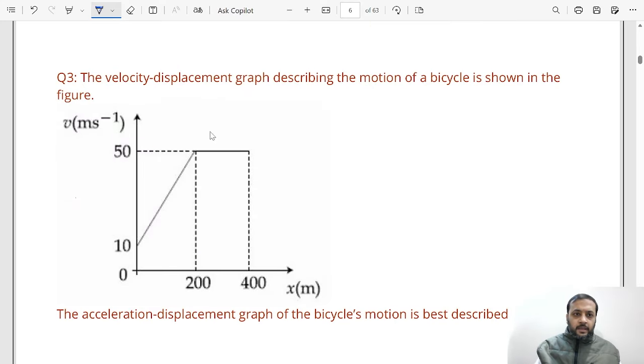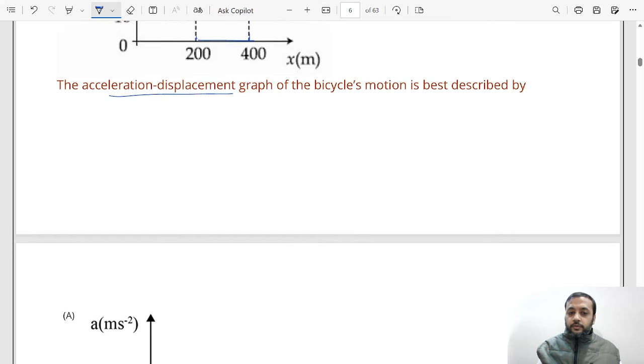All right. In this question, we have been given the velocity displacement graph of a cycle, and we have to choose the acceleration displacement graph. Now first look at this phase, from the displacement 200 up till 400. Look at the velocity. It is constant. What does this mean? This means that acceleration will be zero. In this phase, acceleration will be zero because velocity is not changing.